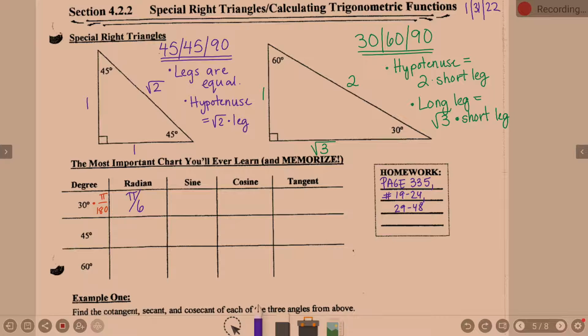Now, while we're here, let's go ahead and convert the others. 45 degrees as radians, again, you would multiply by pi over 180. What does 45 times pi over 180 work out to be? In other words, how many 45s in 180? Four. So this is pi over 4.